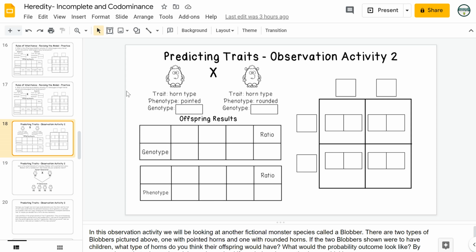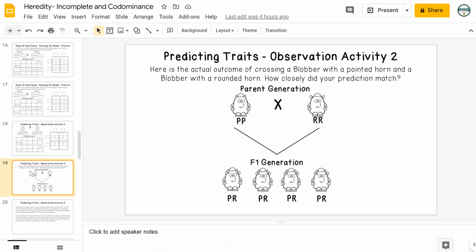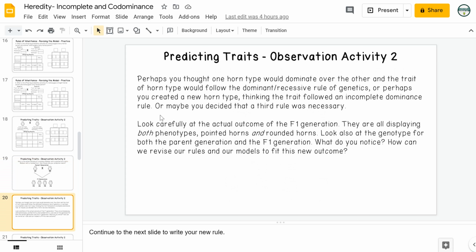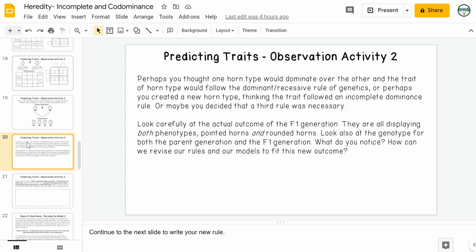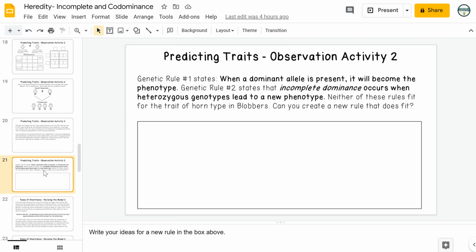And so initially they're going to predict what they think is going to happen. And then this is their offspring. Their offspring end up having both horn types. And most interestingly, the genotype has two capital letters, which symbolizes two dominant alleles. So again, they're going to think through this phenomenon, think through what they just saw happen, and try and come up with a new rule, okay?